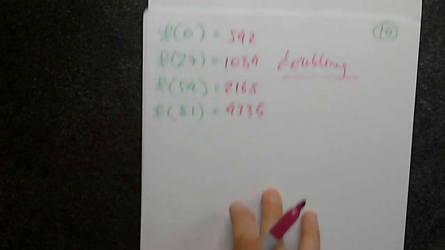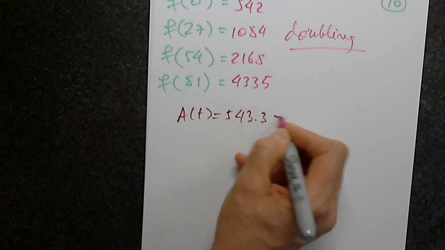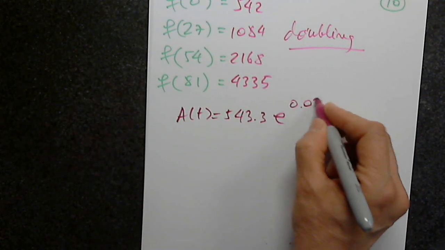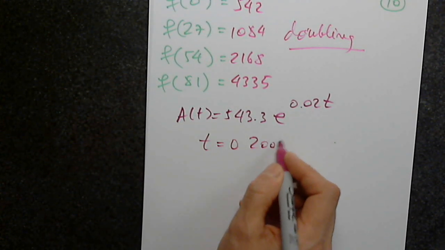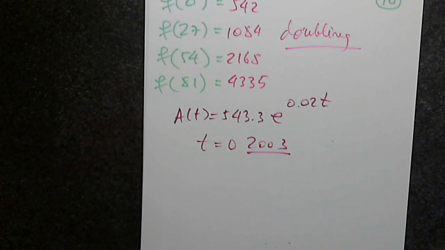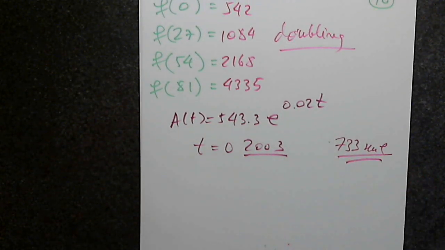We have A of t equals 543.3 e to 0.02 t, which describes the population of a country in millions t years after 2003. So t equals 0 means 2003. Use the model to determine when the population of the country will be 733 million. Round to the nearest year. So, any ideas?